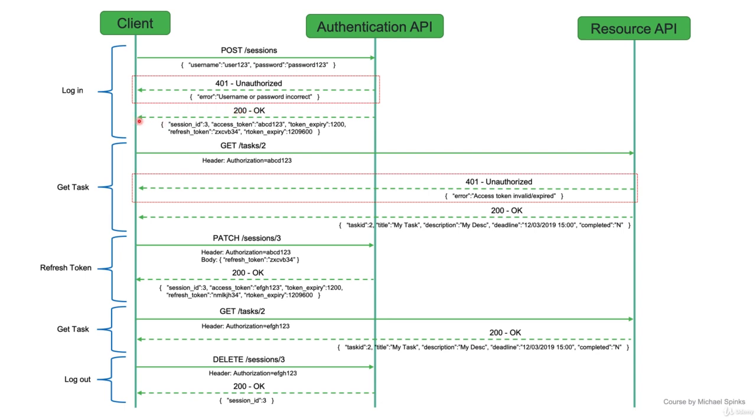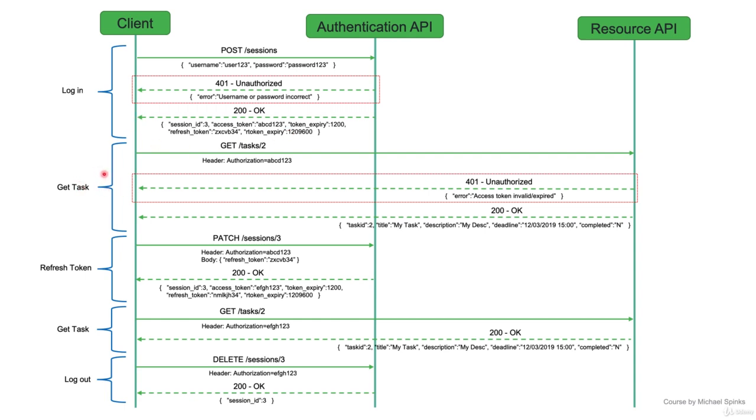back to the client. The details returned in the response body is a session ID, your access token here, your token expiry because it only has a limited lifespan, and that's in seconds, your refresh token, and your refresh token expiry. You can see that the refresh token expiry is a lot longer than the token expiry. So now that we've got our access token and refresh tokens, we'll try and get a task for our user.